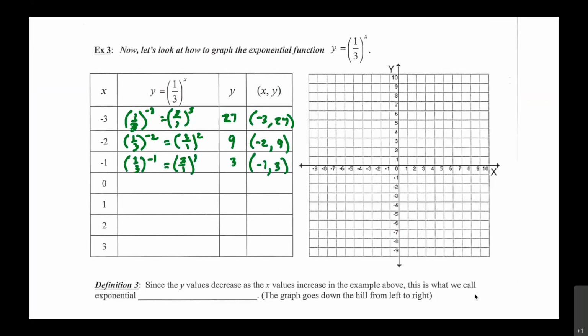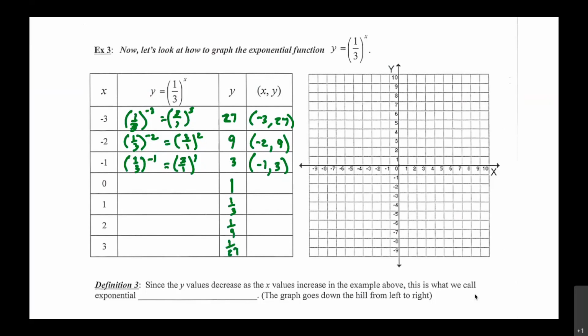What's the pattern of the y values? What's happening? What's my multiplier? Where it's not 3, it's 1/3. Hopefully that's not super shocking to you. The base of the exponent here is 1/3. Notice 1/3 of 27 is 9. 1/3 of 9 is 3. What's 1/3 of 3? 1. There's our next answer. 1/3 of that would be 1/3. 1/3 of that is 1/9. And then you get 1/27.